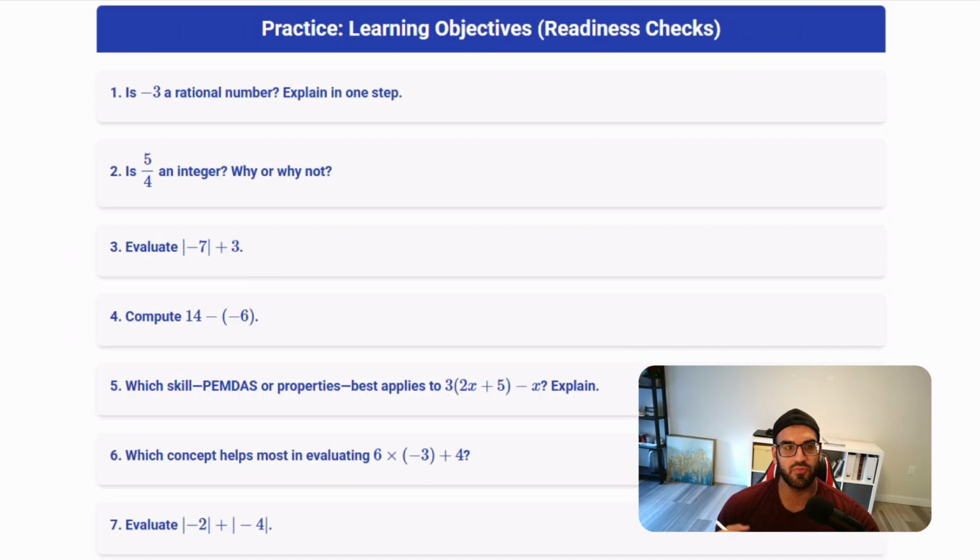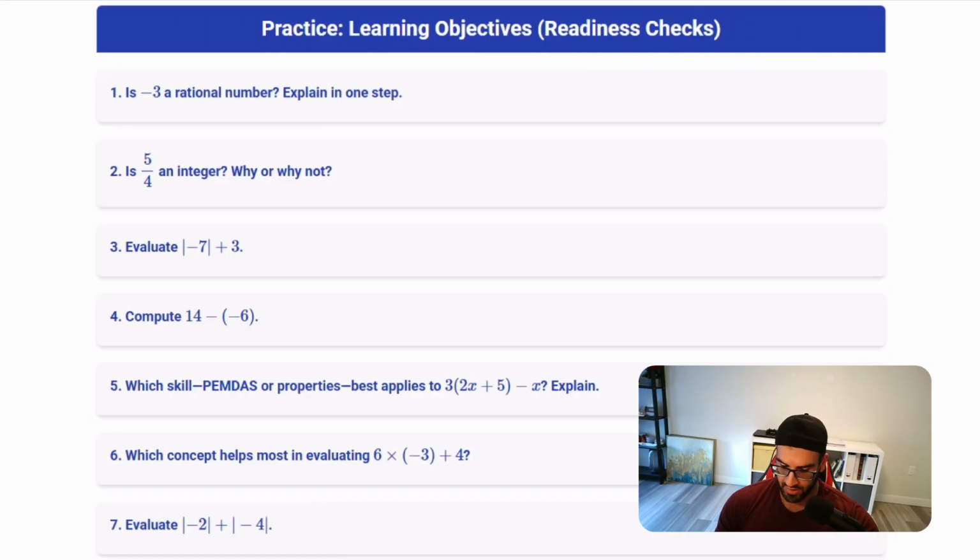For the first one, we have a number categorization check. If you remember, we had different kinds of numbers. The first one was natural numbers. We had integers, rational numbers, irrational numbers, and real numbers. So the very first question is: is -3 considered a rational number?